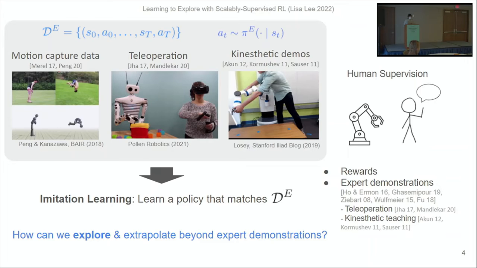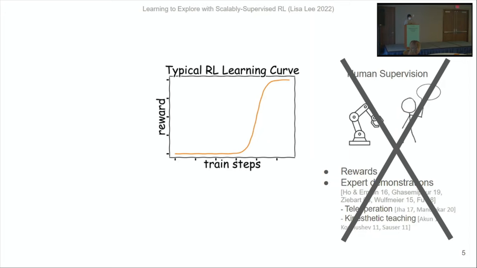So rather than relying completely on human supervision, can the agent learn on its own by interacting with the environment? In the absence of dense rewards, having a good exploration policy is often critical in RL. Here's a typical learning curve when you train with very sparse rewards. Most time is spent on exploration, but once we find a goal, RL can solve the task pretty quickly.